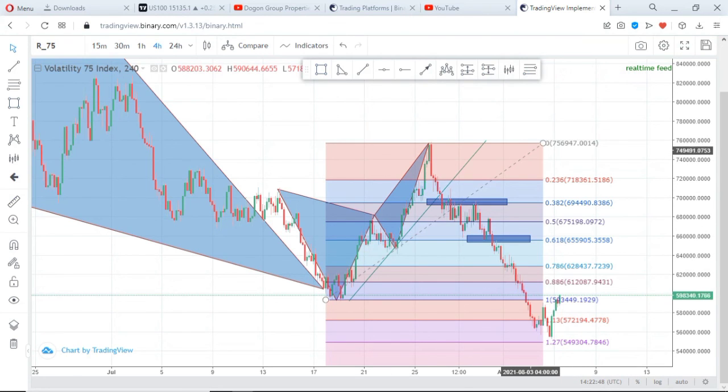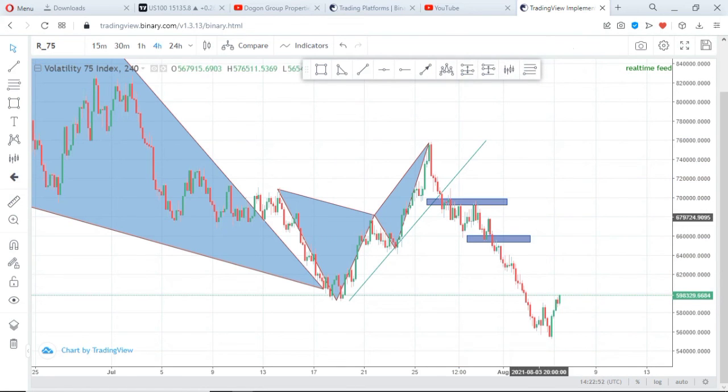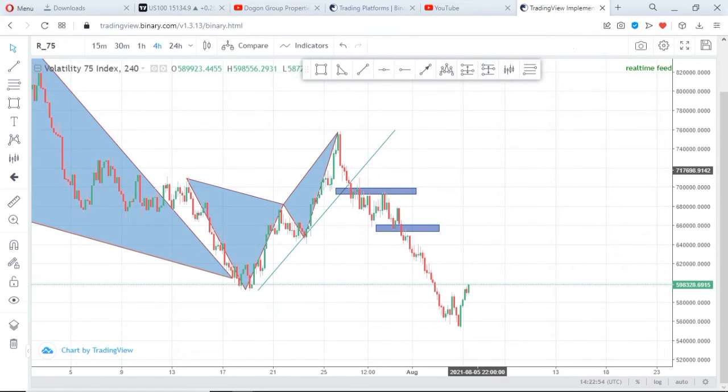Next week, guys, I'm going to show you what pattern did form here. What pattern is going to form here. That's when we're going to shoot our second video, showing you guys that these harmonic patterns do work.